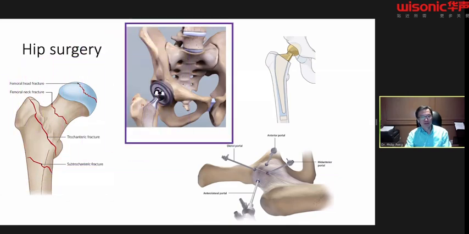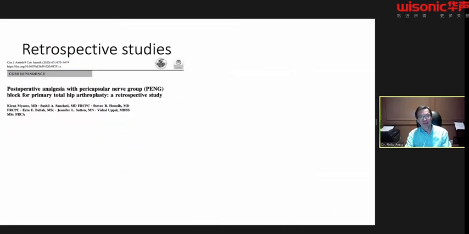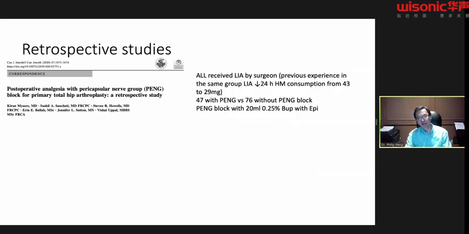What about the hemiarthroplasty? There's a case series published in Canada. This is an interesting study. They looked at the chart review for patients who had LIA, the local anesthetic infiltration. By itself, it decreased the hydromorphone consumption in 24 hours from 43 milligrams to 29.